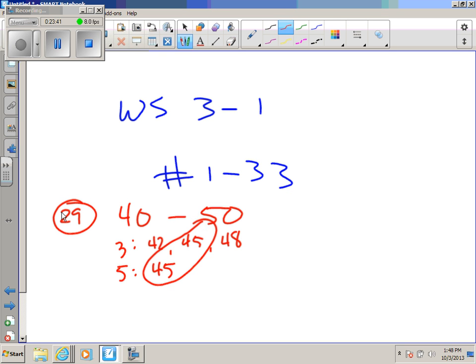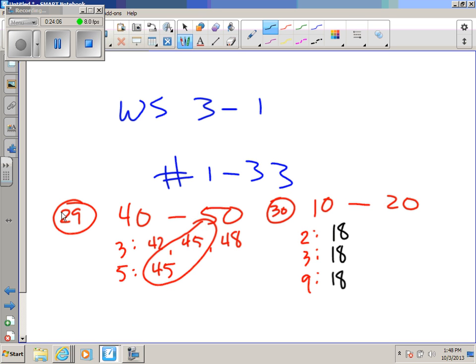Okay? So for 30, they'll say numbers between 10 and 20 that are divisible by 2, 3, and 9. So maybe you want to start down here and say there's only one number that's divisible by 9 between 10 and 20. Is this 18 also divisible by 3 and 2? Then 18 it is. There's no other possibilities. So if you make a habit of starting with the larger one in each case, you'll save yourself a lot of time. Okay? So 3-1, 1 to 33.